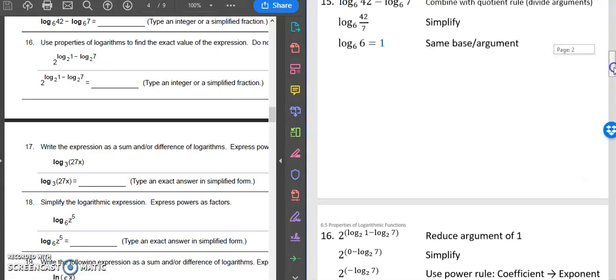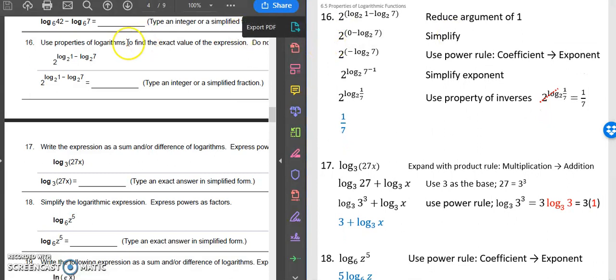Number 16, we have 2, and this is all raised to this power. So everything up here that you see, this is all part of the exponential expression. So when we're looking at it now, we want to begin to work on this exponential expression up here. So we have log base 2 of 1, which we can reduce. When the argument is 1, that means that the whole thing is 0. So we have 0 minus log base 2 of 7. So that's simply going to be negative log base 2 of 7.